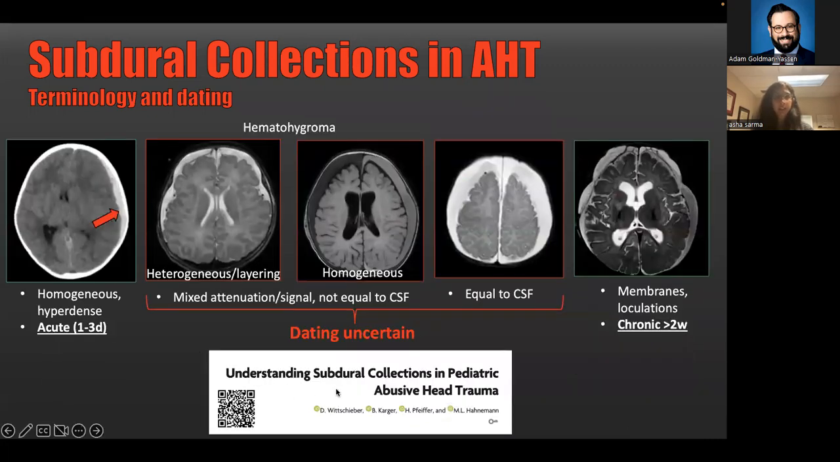So I love this article. I give this article to everybody who will read it. It's called Understanding Subdural Collections in Pediatric Abusive Head Trauma, and it's a really excellent summary, I think, of the most important points of this discussion.